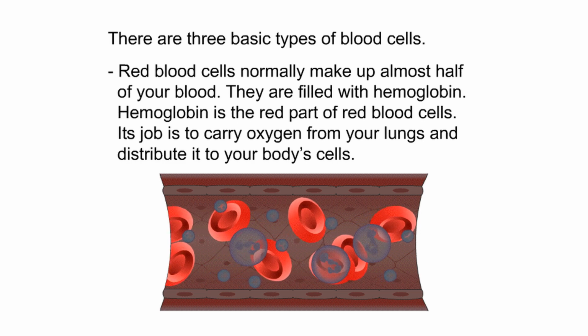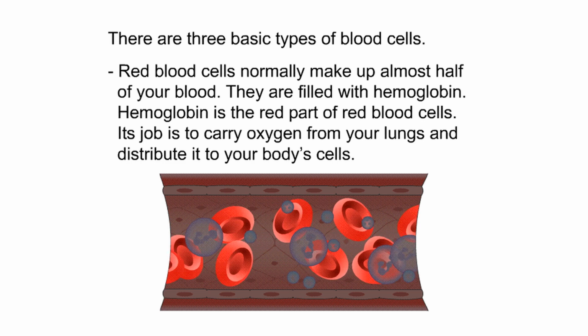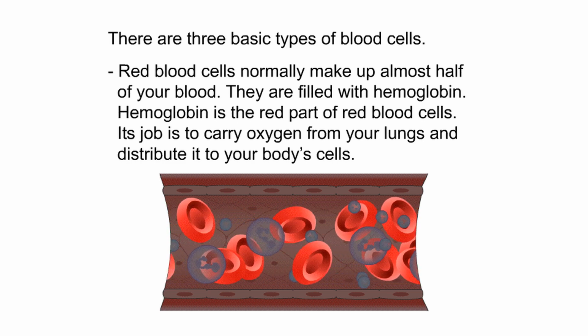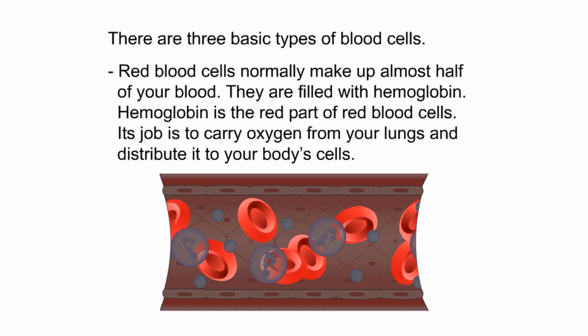There are three basic types of blood cells. Red blood cells normally make up almost half of your blood. They are filled with hemoglobin. Hemoglobin is the red part of red blood cells. Its job is to carry oxygen from your lungs and distribute it to your body's cells.